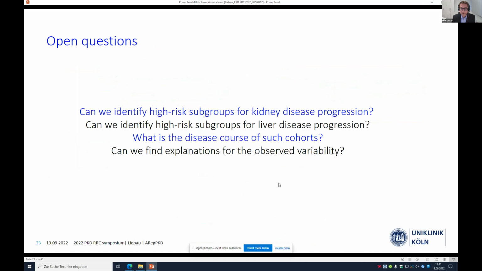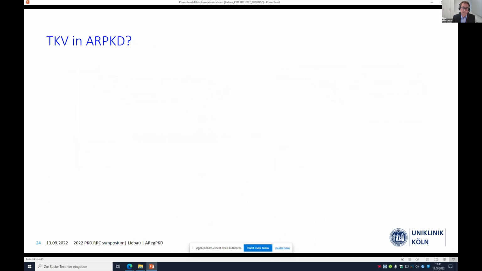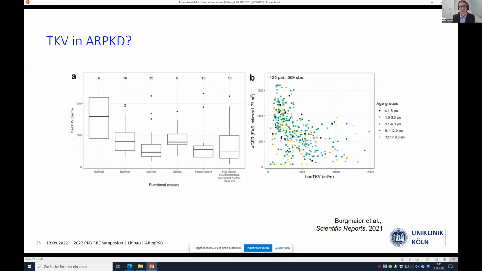So what's the disease course of such cohorts? We started with the kidney phenotype. TKV in ARPKD obviously has a very different role from TKV in ADPKD, but we looked at the first documented height-adjusted estimated total kidney volume in ARPKD and found that patients with biallelic null variants had larger kidneys than all the other subgroups. We also found that patients with larger kidneys had a tendency to lower eGFR values, although there was a lot of variability.